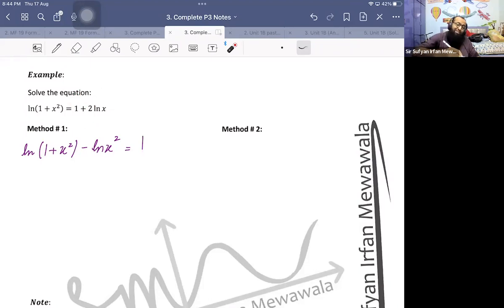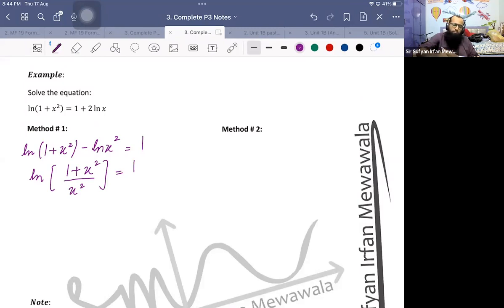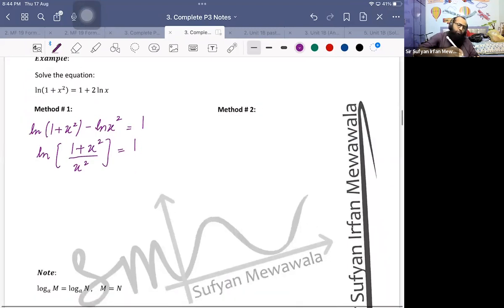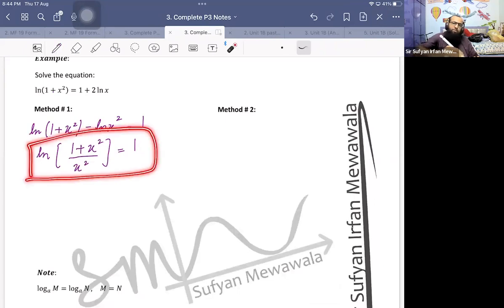Now there's subtraction involved and there is log twice. This means quotient law is applicable. If there's a subtraction, it can get converted to division. So we are going to write ln 1 plus x square divided by x square is equal to 1. Then what we can do? Okay, now we have this case, right? This is the step that we have got.